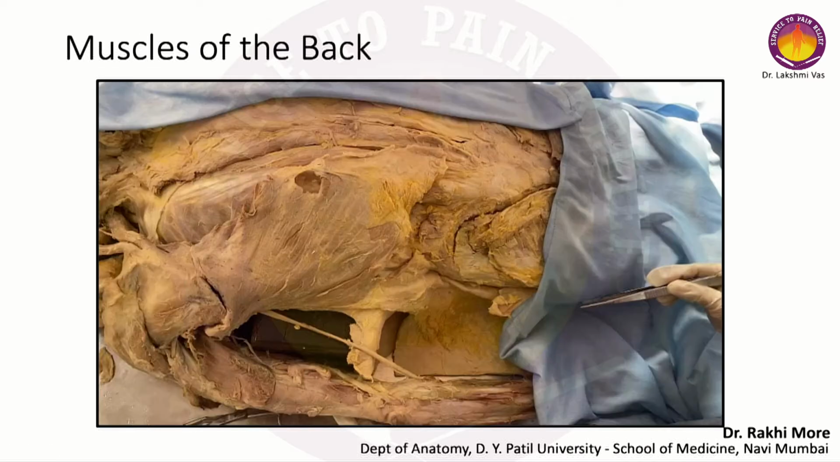Okay, so in the first video, we have seen the upper back muscles which showed the trapezius. On reflecting the trapezius, we saw the muscles on the medial aspect of the medial border of the scapula, that is the rhomboid major, minor, and the levator scapulae. On reflecting the rhomboids, we saw the serratus posterior superior muscle. Now in this video, we will see the inferior muscle or the latissimus dorsi.